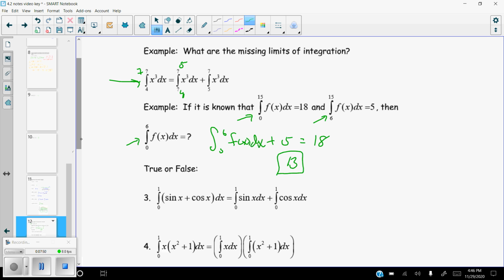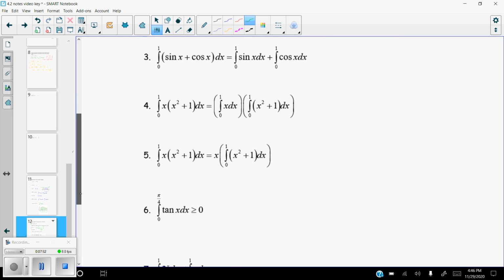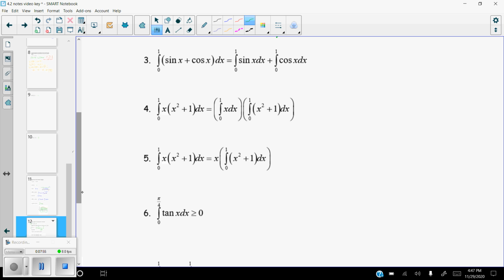Okay, let's look at a few true false and then we'll be done. And this just goes with our properties. And you've got to know a little bit about functions. So the first one says integral from 0 to 1 of sine of x plus cosine of x dx is equal to the integral from 0 to 1 of sine of x dx plus the integral from 0 to 1 of cosine of x dx. That is your basic summation property. It says that we can split the two functions that were in the integrand into two separate integrals. This is a true statement. Okay, and that's using the separation through addition.